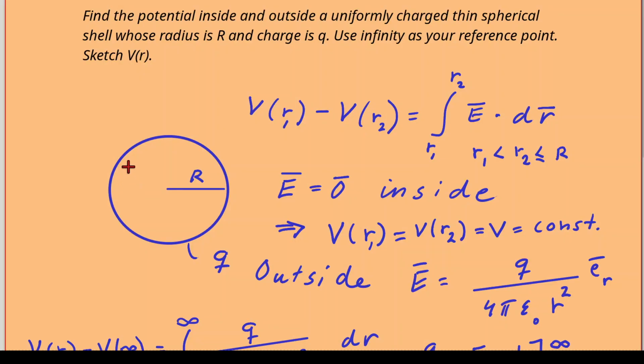Let's consider the following problem. A spherical shell with surface charge, total charge Q, radius R, and we are to find the potential inside the shell and also outside the shell. And finally sketch the electric potential.